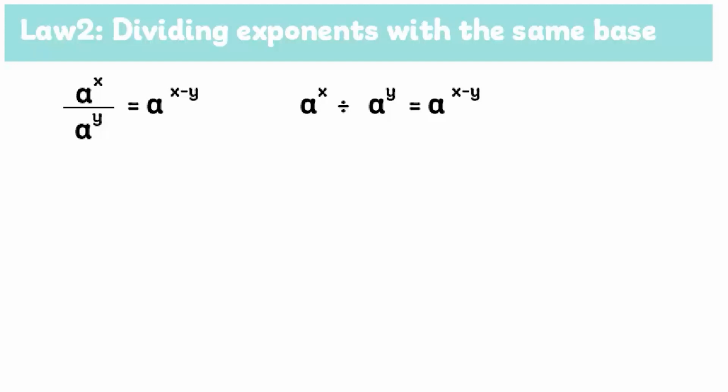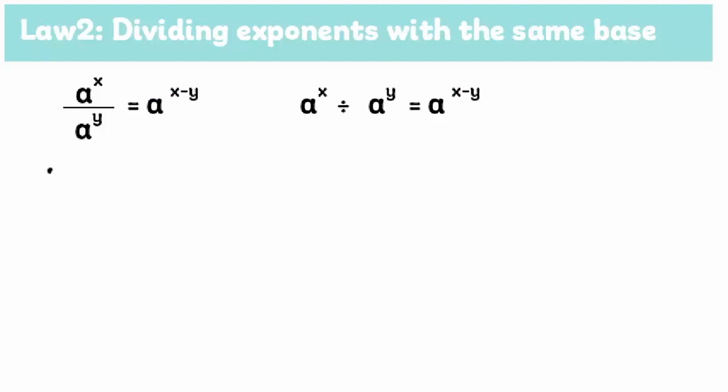Before I carry on, let me just say that I've written down exactly the same equation in two different ways. On the left-hand side, we have a to the power of x divided by a to the power of y. On the right-hand side, we have a to the power x divided by a to the power y. And then you'll see the answer is exactly the same.